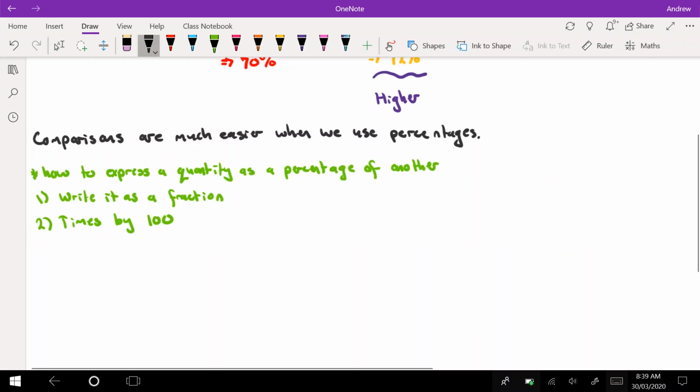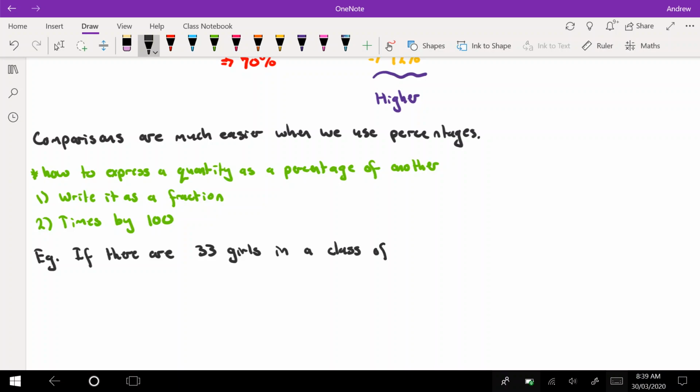For example, if there are 33 girls in a class of 50, what is the percentage? Okay? Well, the first step is to always write it as a fraction. So 33 out of 50, I can write that as 33 over 50. That is my fraction. And then my next step is to multiply that fraction by 100 there. So multiply by 100.